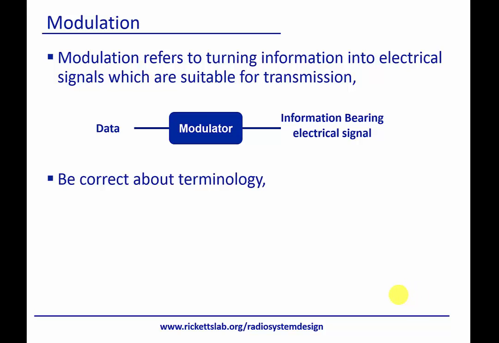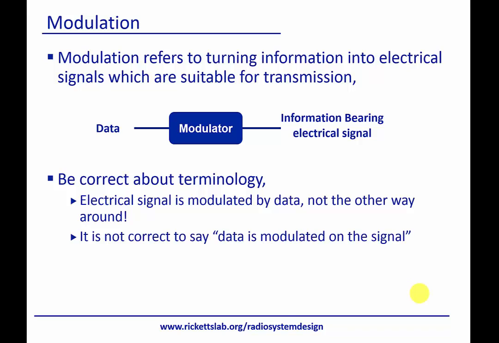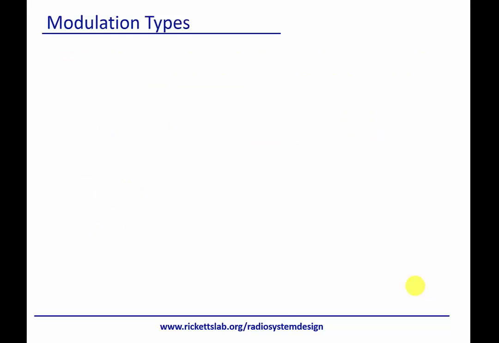And just a quick thing on terminology. An electrical signal is modulated by data, but not the other way around. Sometimes students tend to say the data is modulated on the signal. It's actually the signal that gets modulated by the data, but that's just a nuance. So let's talk about modulation types.